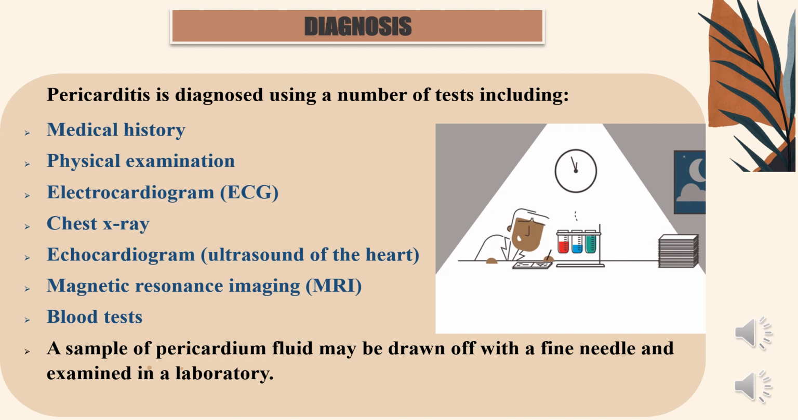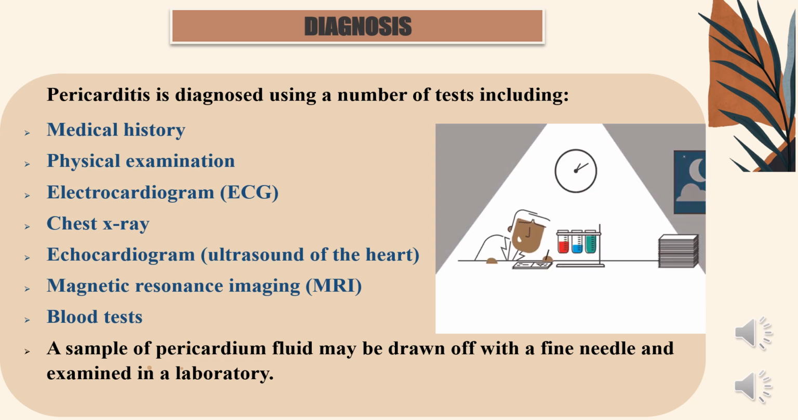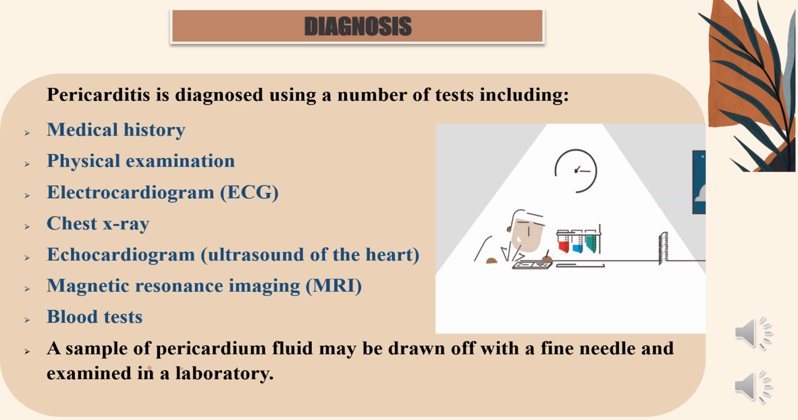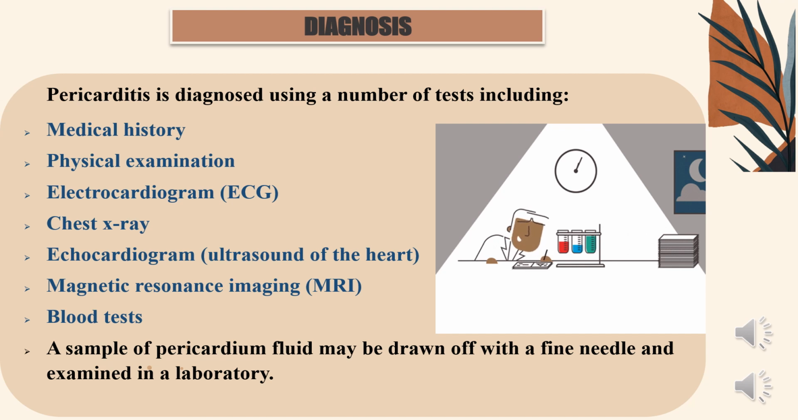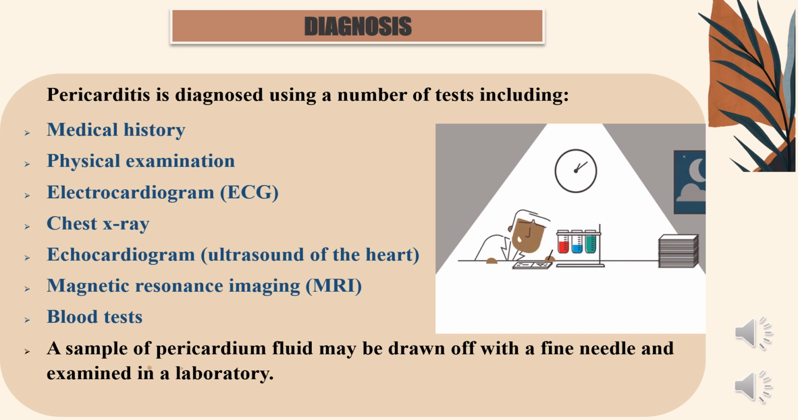Blood test. Laboratory studies are useful for excluding other possible causes of symptoms and clarifying the underlying cause of pericarditis. Testing is individualized but frequently includes a complete blood cell count. Blood tests can be used to make sure you are not having a heart attack, to see how well your heart is working, to test the fluid in the pericardium, and to help find the cause of pericarditis. A sample of pericardial fluid may be drawn off with a fine needle and examined in a laboratory.